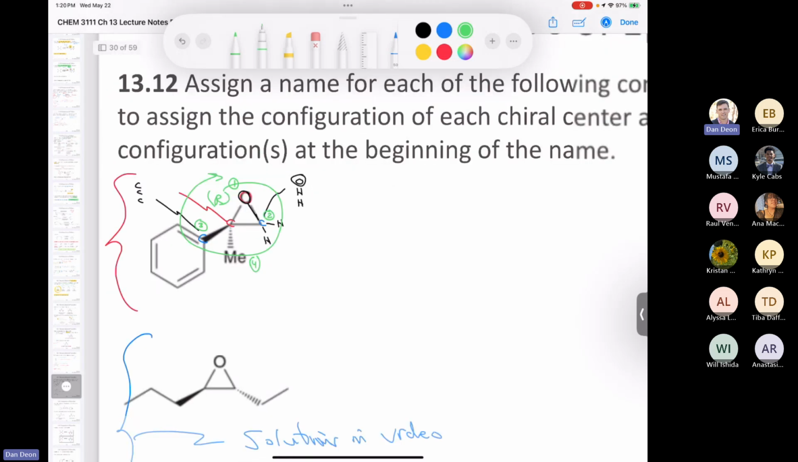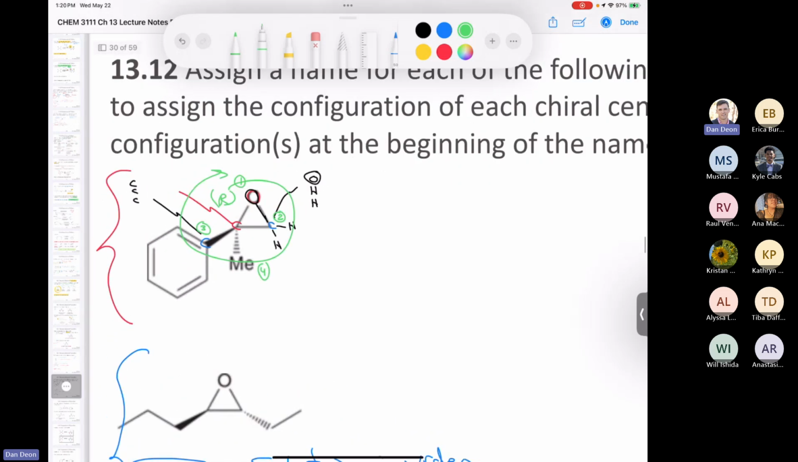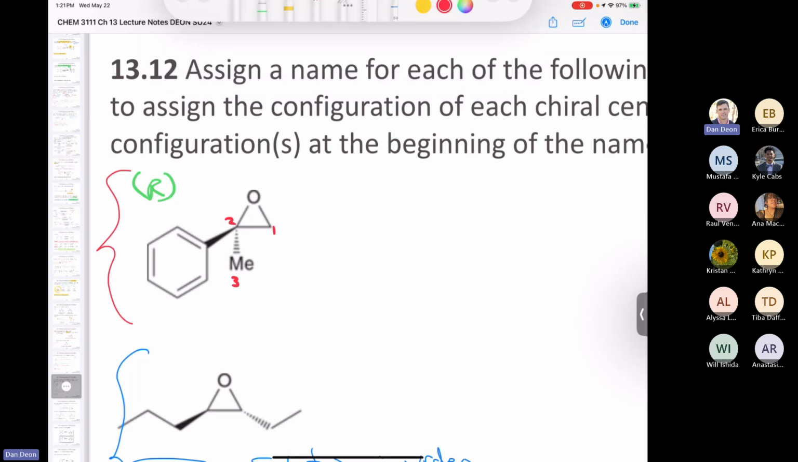Okay, so that's how we determine whether the compound is R or S. I'm going to erase some of this scribble because there's a lot of junk that I put on here. So we know it's an R compound, and now I'll just write that down here. Now what we're going to do is find our longest carbon chain. The longest carbon chain has 1, 2, 3 carbons in it, right? So this is some kind of 1,2-epoxypropane. And then we have our phenyl group at carbon number 2.